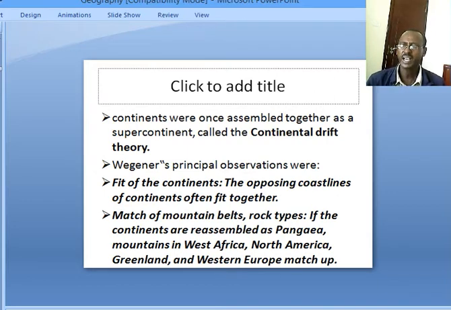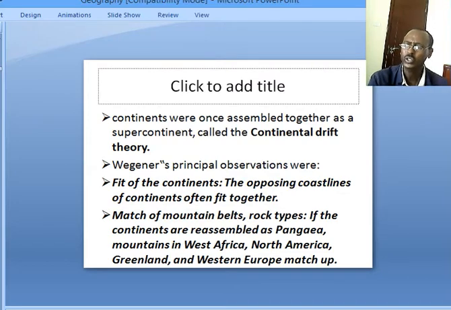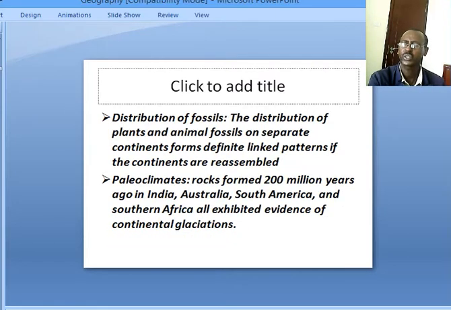Meaning, if we take the present day continents and bring them together, the opposing coastlines of continents often fit together. Second, mountain belts and rock types. If we reassemble the continents as Pangaea, mountains in West Africa, North America, Greenland, and Western Europe match up. If we bring them together, they do have similar rock types in these different continents.